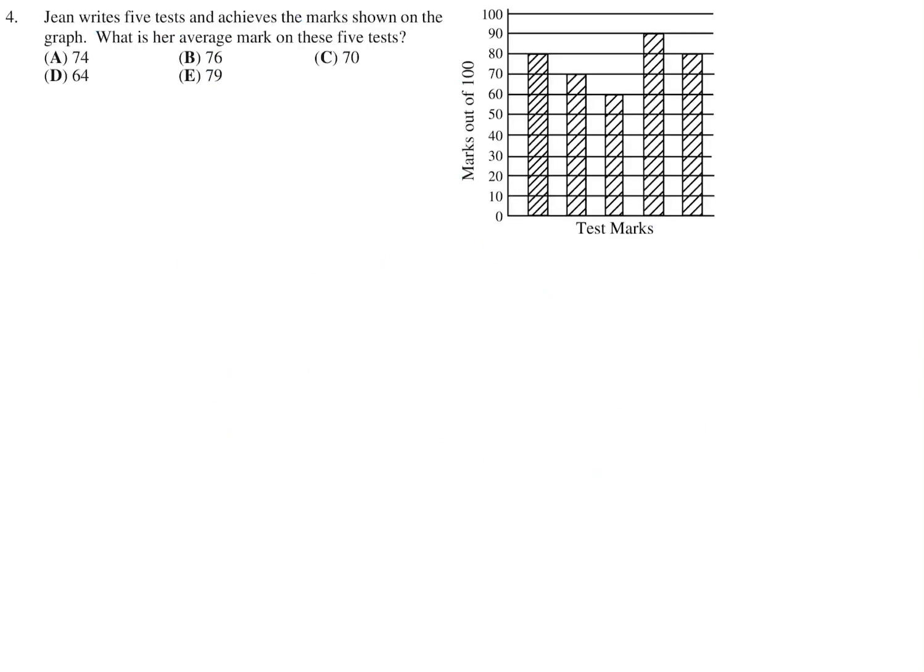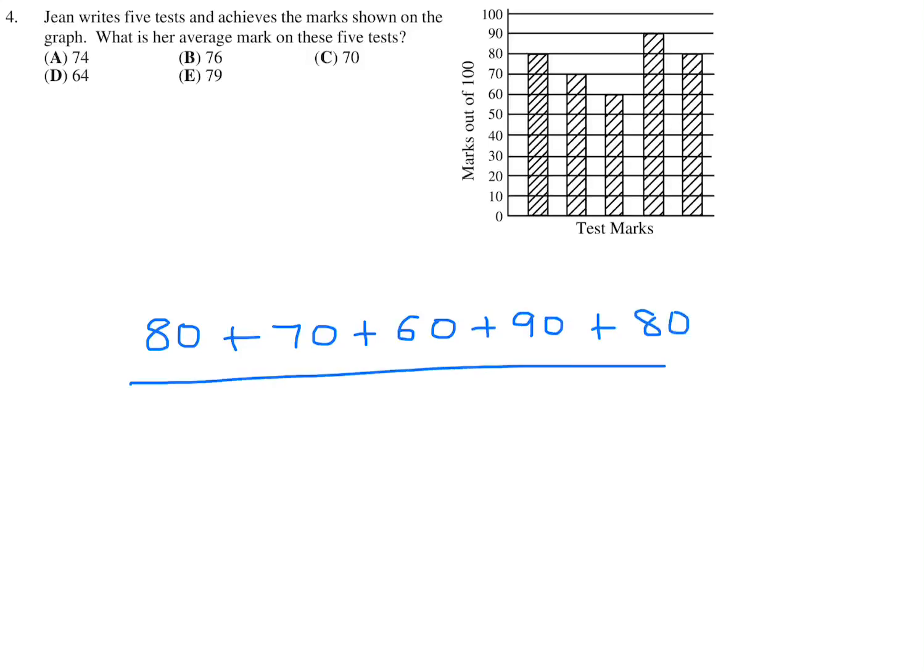Jean writes 5 tests and achieves the marks shown on the graph. What is her average mark on these 5 tests? All right, well, what are her grades? The first test looks like 80. Second test, 70. The third one, 60. The fourth one, 90. And the last one is 80. So you take the average by dividing by the number, which is 5 in this case. And this is 380 over 5. And that is 76. So the answer here is B.